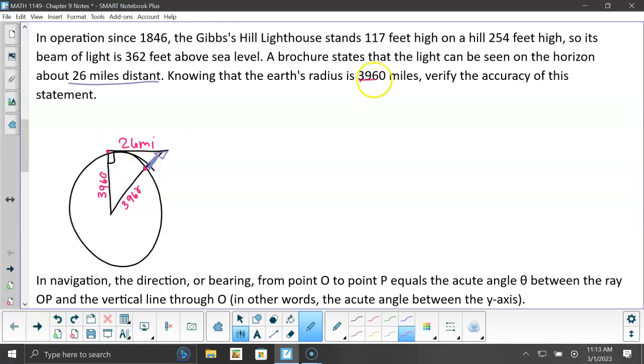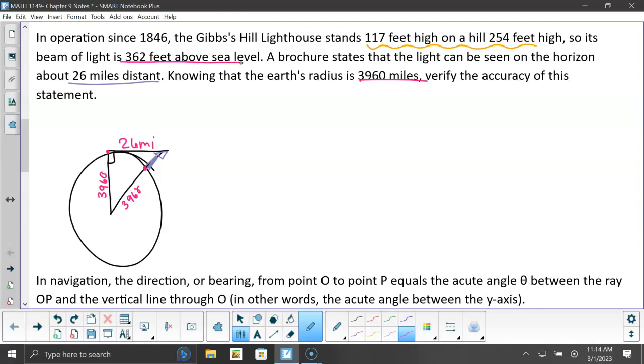Well, they gave me the radius of the Earth. Now, they also gave me how high the lighthouse is off the ground, but they told me that it's on a hill, and the lighthouse is 117 feet tall, but the beam of light itself is 362 feet above sea level. So do I even really care about the height of the rock?